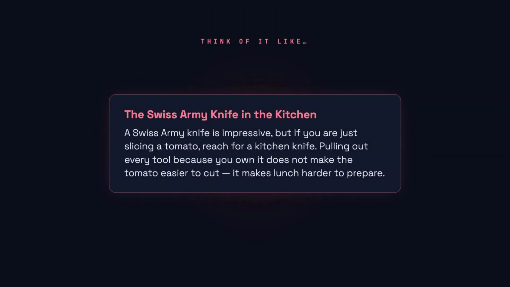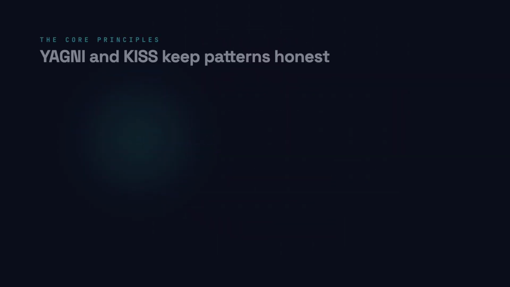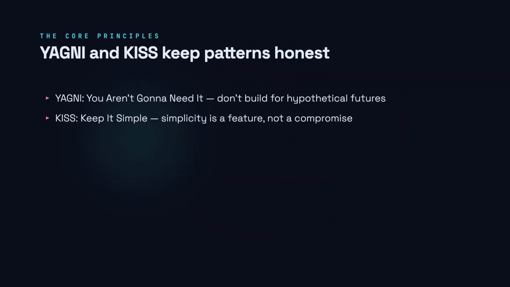Think about a Swiss Army knife. It has a blade, a saw, scissors, a corkscrew, and a tiny pair of tweezers. It is an engineering marvel. But if you are standing in your kitchen and all you need to do is slice a tomato, the right tool is a plain kitchen knife. Reaching for the Swiss Army knife because it is more sophisticated does not improve the outcome. It just makes the job slower and more awkward. Patterns are the same way. They are the right answer to the right problem and the wrong answer to a problem that does not need them.